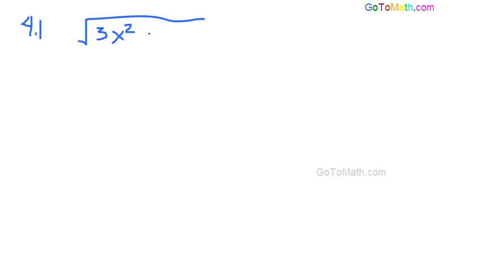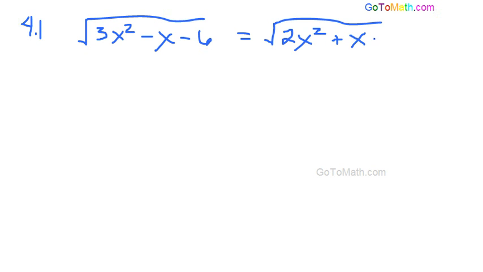We got 3x squared minus x minus 6, and that's equal to something new. I feel like Dr. Seuss this month. Yes, I do. Okay, so we have plus x and then plus 9.